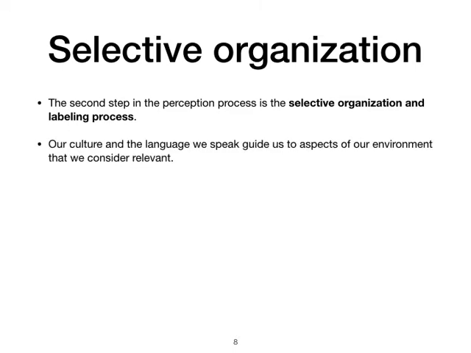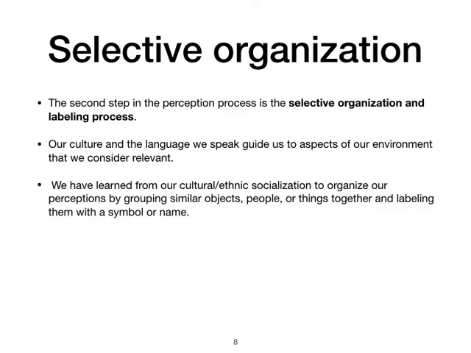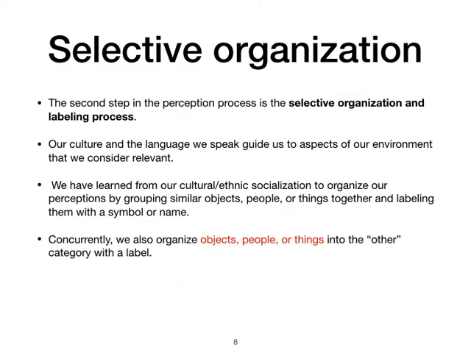Our culture and the language we speak guide us to the aspects of our environment that we consider relevant. And we have learned from our cultural, ethnic, and socialization to organize our perception by grouping similar objects, people, or things together and labeling them with a symbol or name. So, this means that concurrently we are organizing objects, people, or things into the other category with a label. We have otherized them, we have made them different. So, the moment you see a black person, since a black is not white, you have put them in the other category and you have labeled them as someone else.